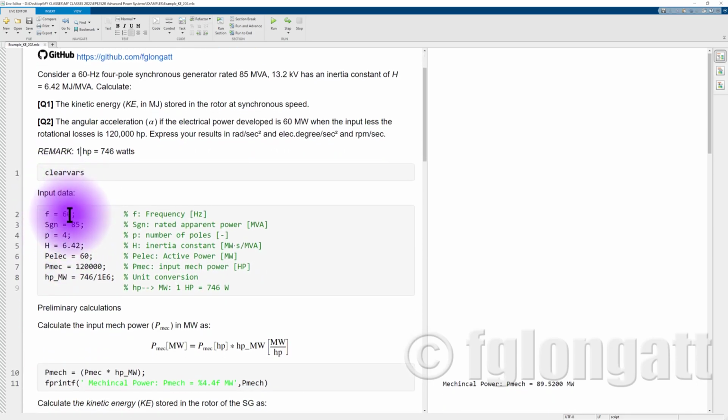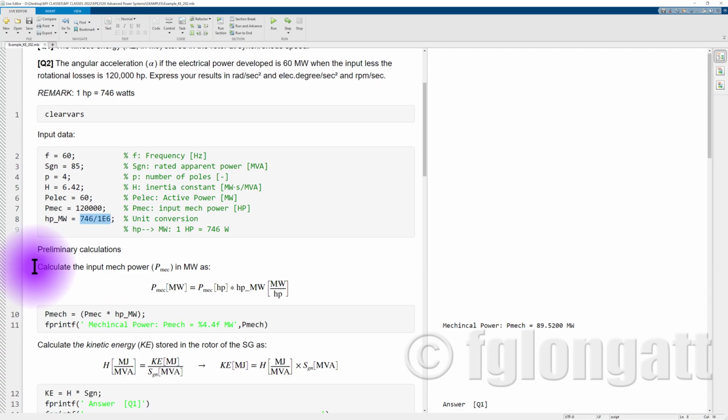The first step is the input data: frequency 60 Hz, rated apparent power 85 MVA, 4 poles, and the rotational inertia constant is 6.42 megajoules per MVA. The electrical power delivered at the stator of this synchronous machine is 60 megawatts. And we have the mechanical power, in this case, 120,000 horsepower. We define here a small constant to provide the conversion, in this case from horsepower to megawatts.